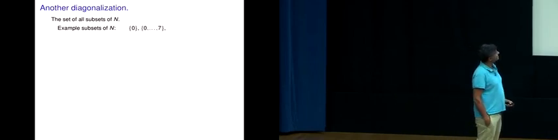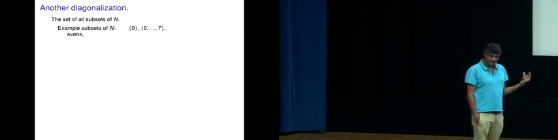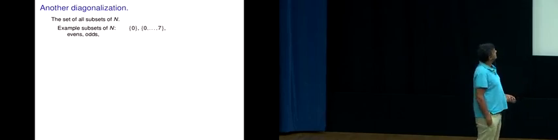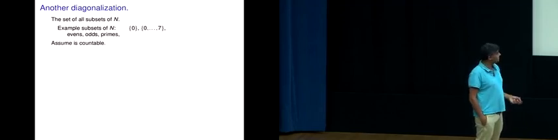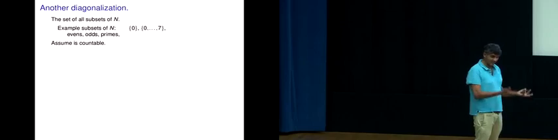Okay, so let's look at this one. The set of all subsets of the natural numbers. Okay, I'm going to say that's uncountable. So what's a subset of the natural numbers? 0 is a subset. 0 through 7 is a subset. Evens, the even numbers, are a subset. The odds are a subset. The primes are a subset, and so on. So now I'm taking any subset.